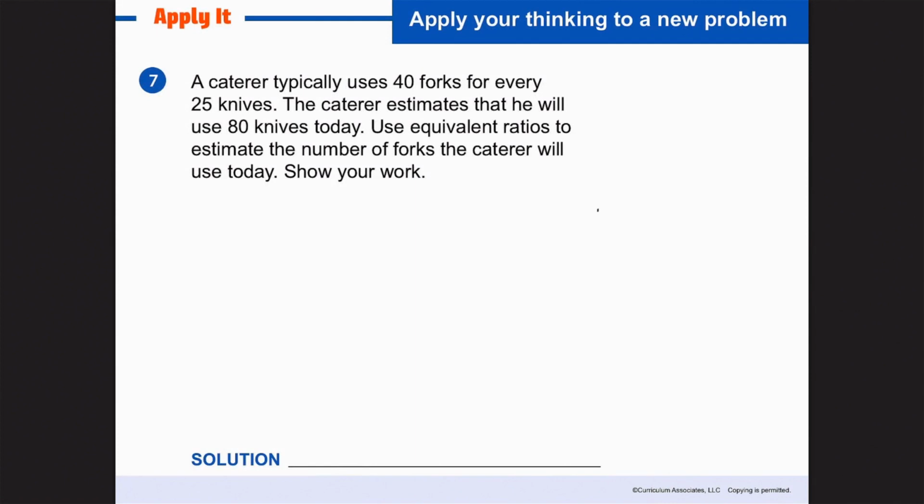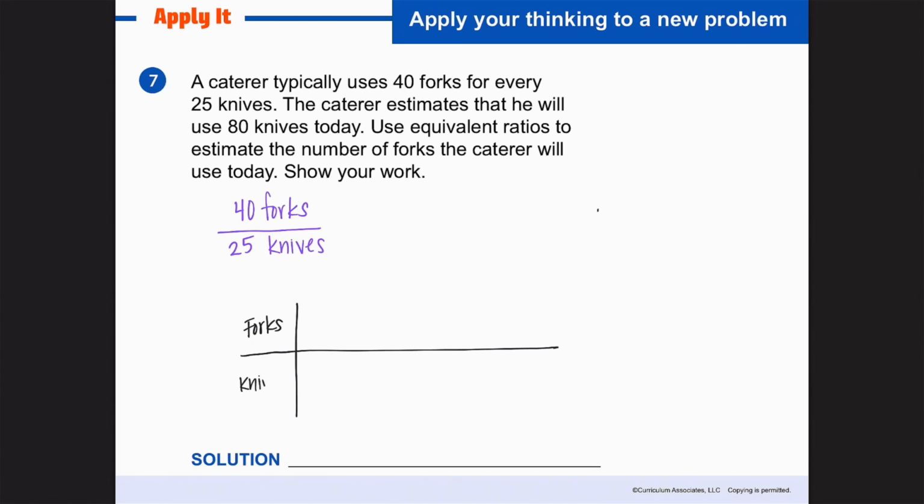All right, so a caterer typically uses 40 forks for every 25 knives. So this is the same type of thing that we're going to do here. We're going to first write our ratio. 40 forks for 25 knives. Okay. Then I'm going to draw myself a ratio table. You can do it horizontal or vertical. We'll just go ahead and stick with horizontal for now. So this is forks to knives. Okay, and we know our original one here is going to be 40 to 25.